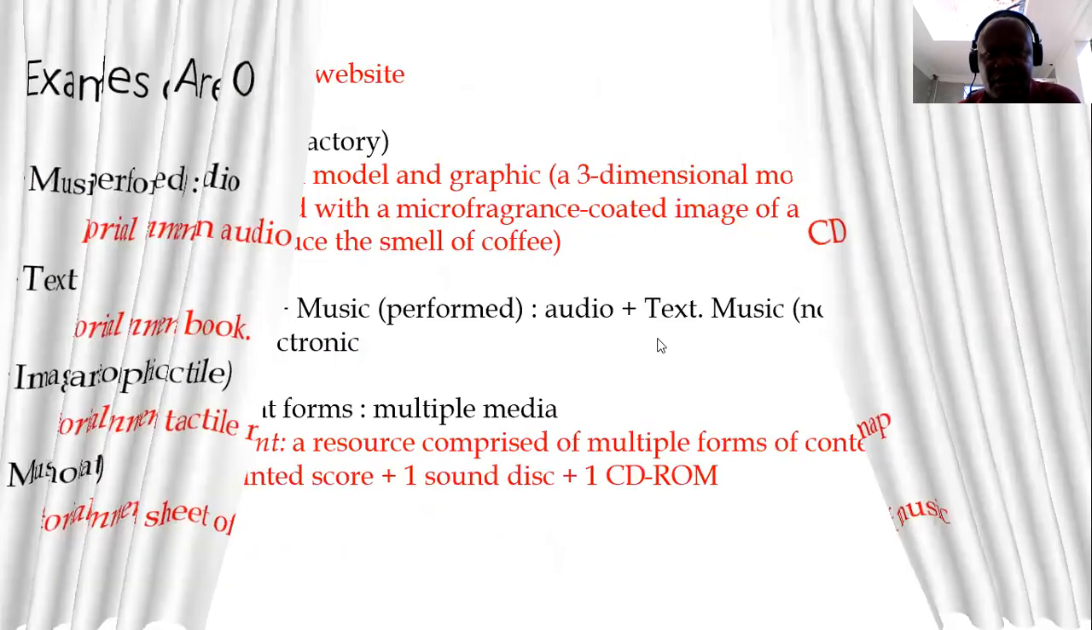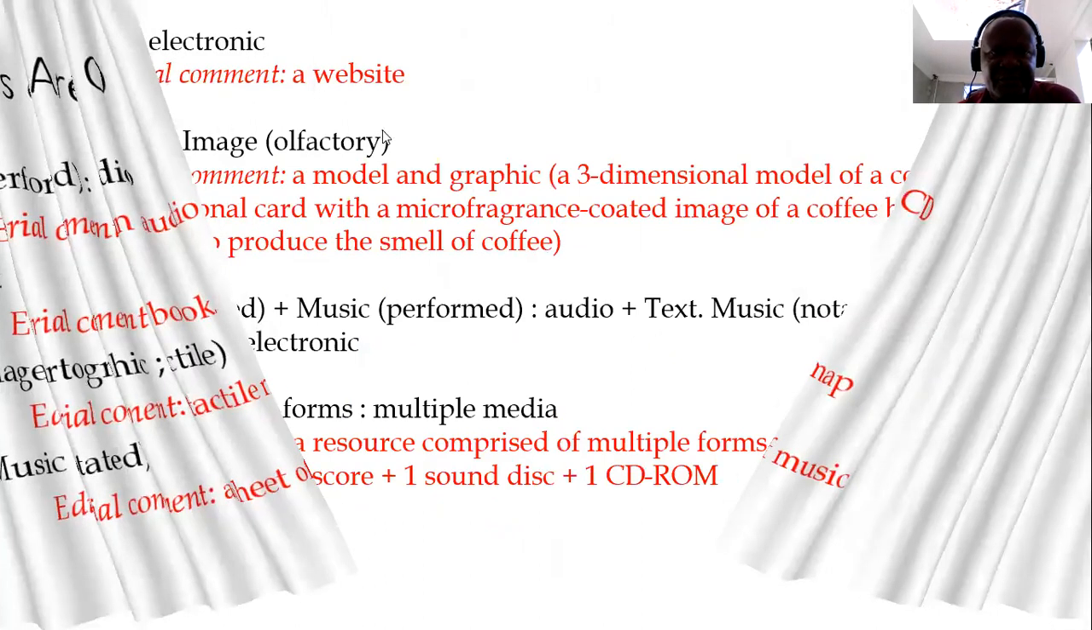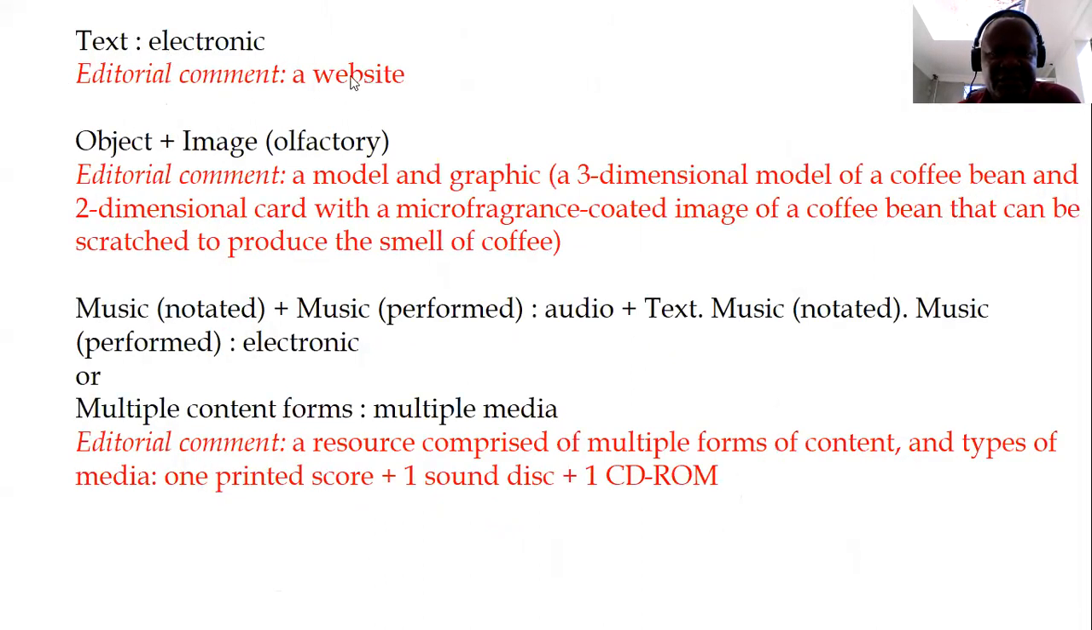On the next slide, we have a website. So if you are cataloging a website, first of all, it is text. The content on website is in form of text. But because it is a website, the media type is electronic. And then this one, whatever it is representing, it is given in here. You can see object plus image. So two content form terms, but combined with a plus sign.